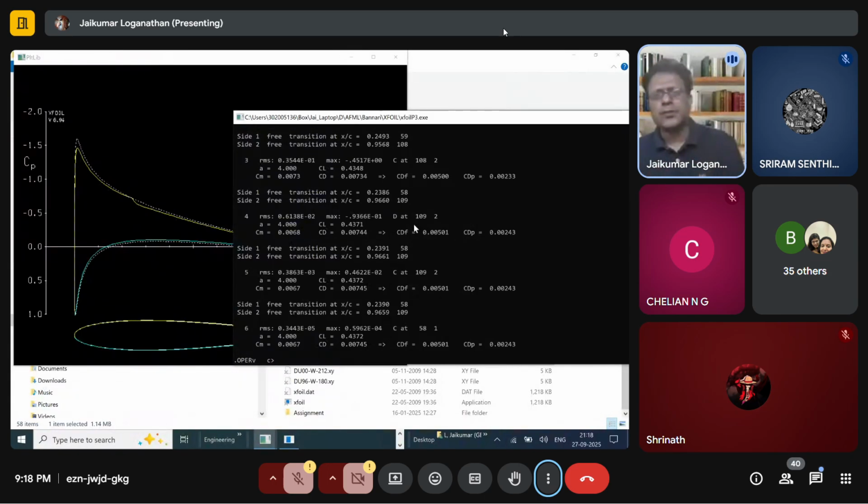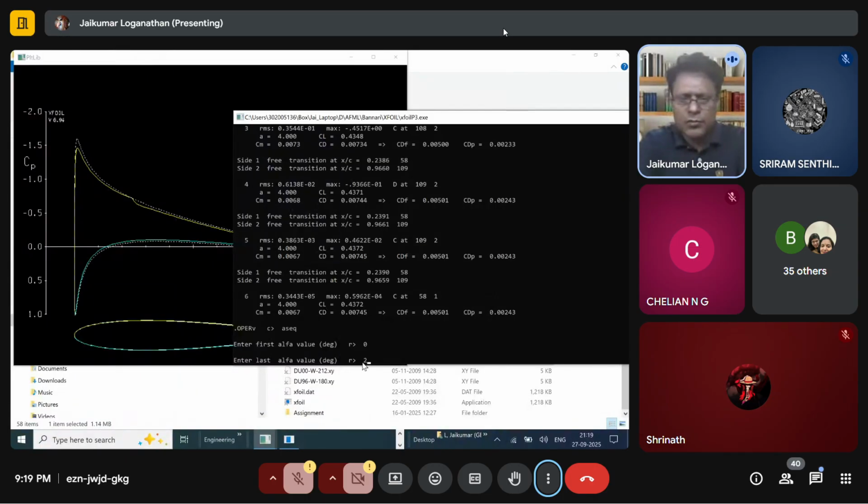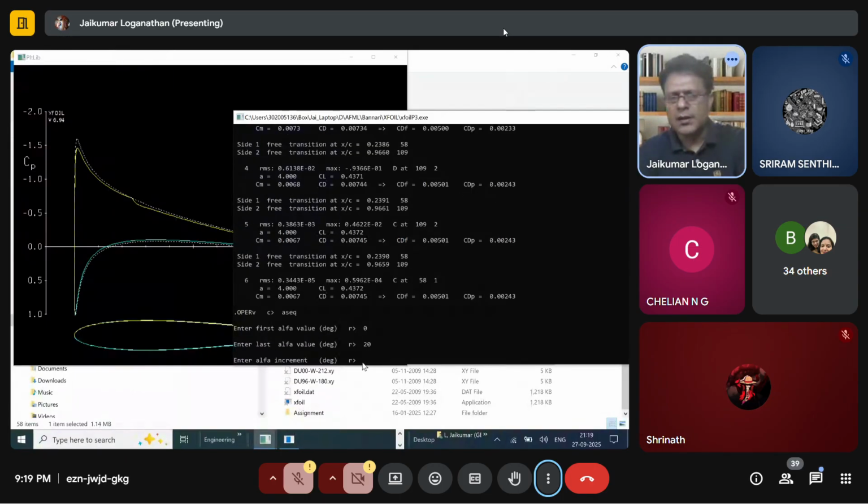Now the beauty of this tool is you can do a sequence of angle of attack, right? So for that, you have to put the command ASEQ, which is nothing but angle of attack sequence, right? Press enter. It will ask what is the starting value. I'm going to start at 0. What is the end value? I'm going to go till 20 degrees. What is the increment? I'm going to do increments of 1. Okay.